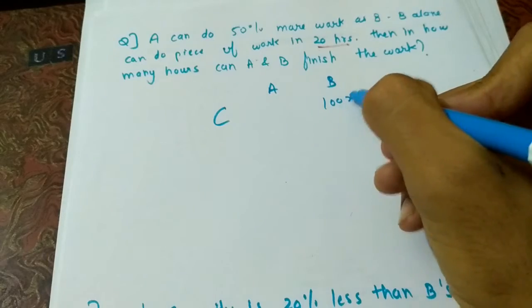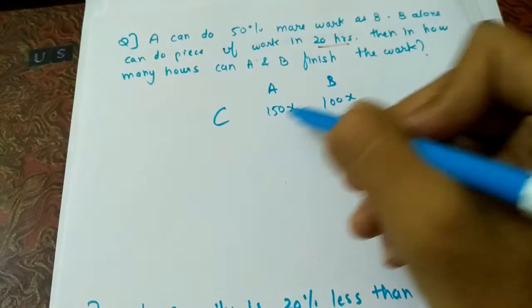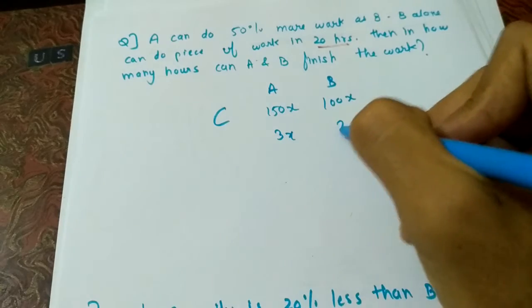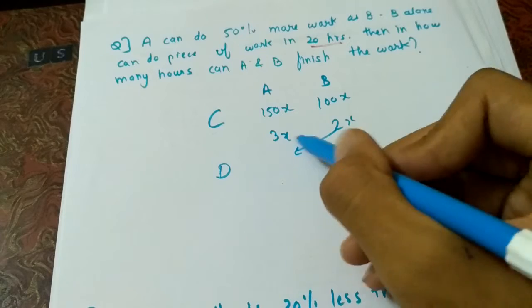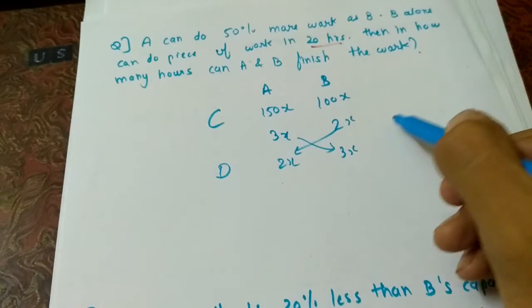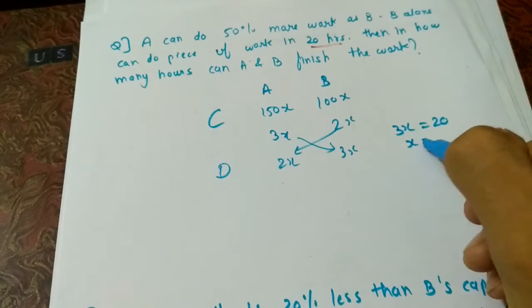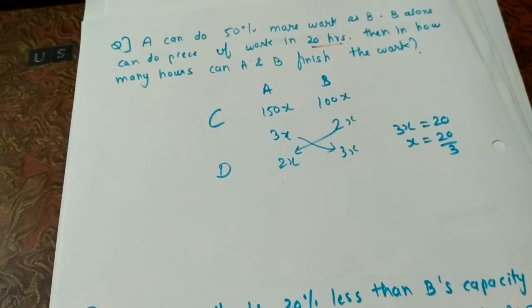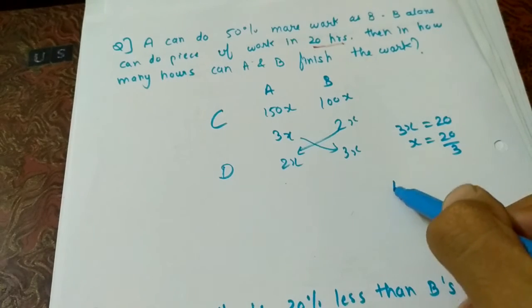If B is 100x, then A is 150x because it is 50% more. So in proportion we can write 3x is to 2x. Directly we can arrive at the days by this 2x, 3x. Now the question is saying that B can do a piece of work in 20 hours, so x is 20 by 3. So we can get the individual values of A and B now.